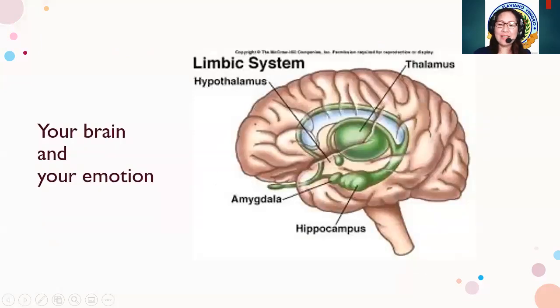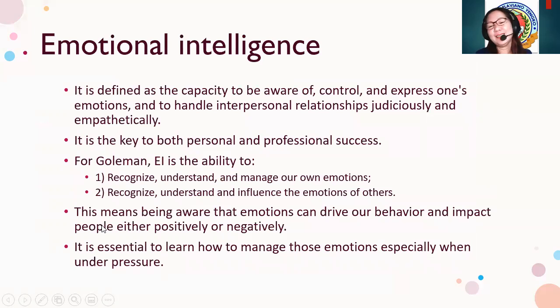Ayan. So last meeting, no, we were able to connect yung brain and our emotion. Wherein, no, the part responsible for the emotion of a person is the limbic system, specifically the hypothalamus. Okay. So let's proceed. Yan. So we're done with the emotion, emotional intensity.